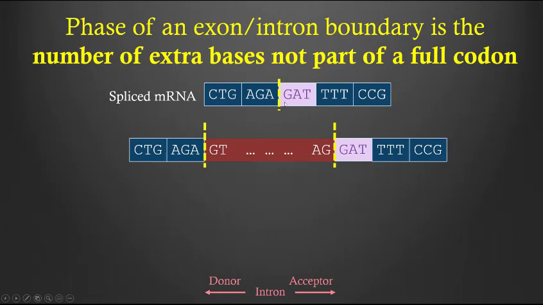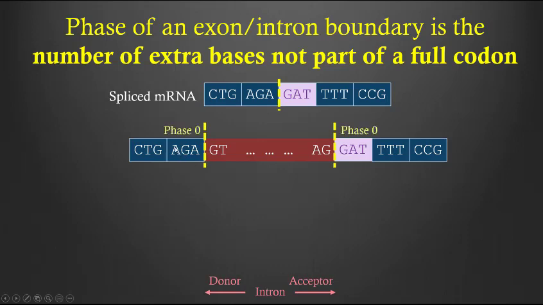So one possible way that this might be encoded in the genome is shown in this first one. Here we have the intron in orange. We begin with a GT, we end with an AG, and this entire thing would be cut out in the splicing process. Occasionally we'll have situations where we split the coding sequence exactly so that there are no extra bases that aren't part of a codon at each exon-intron boundary. This would be called phase 0.